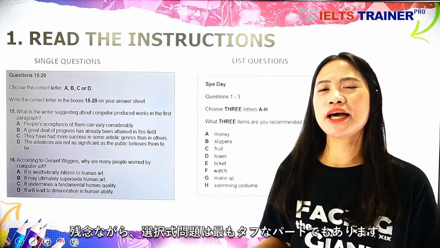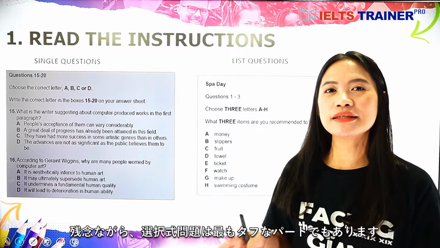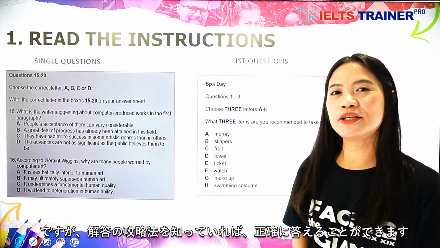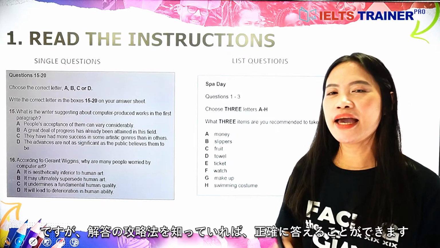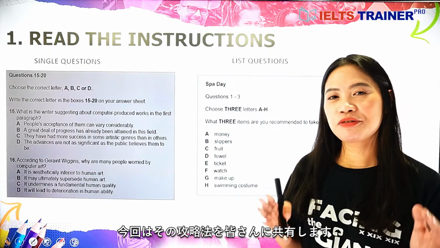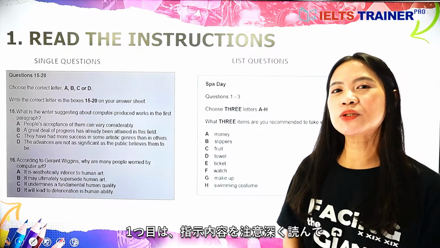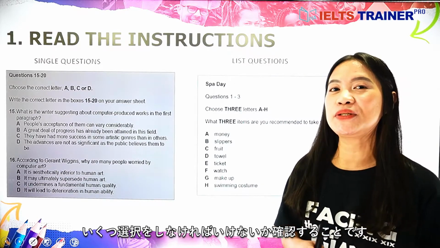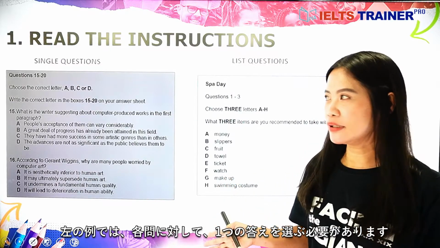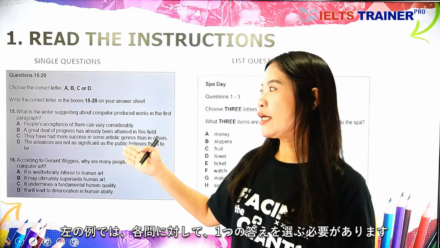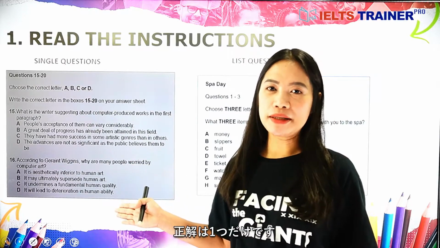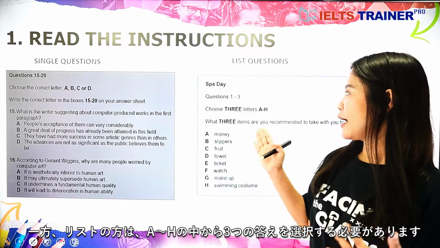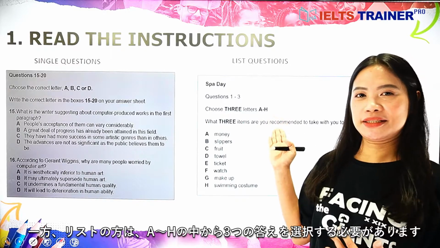For multiple choice, unfortunately, it's the toughest listening question. However, if you have good strategies for answering it, you'll be able to do so accurately. And that's what I'm going to share with you. The first thing you should do is to read instructions carefully to see how many answers you need to find. In this example, single questions, you need to find 1 answer. Only 1 is correct. Whereas in this example, you must choose 3 answers from A to H.